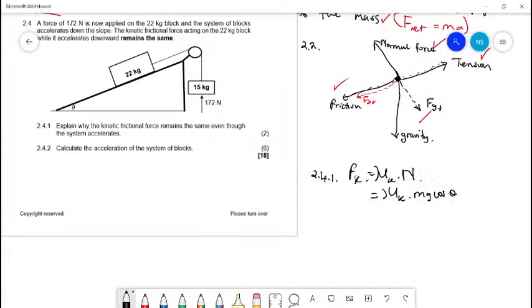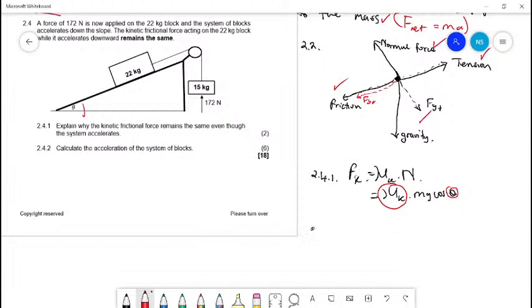So what we see here is that the kinetic frictional force depends on the micro K, which is the coefficient of kinetic friction, and also depends on the angle of inclination. So what they did here, they only applied the force and the acceleration changed. But the angle of inclination remained theta, and the coefficient of kinetic friction was not changed because the coefficient of kinetic friction is the nature of the surface. So the nature of the surface and the angle of inclination will not change. So that's why the frictional force remains the same.